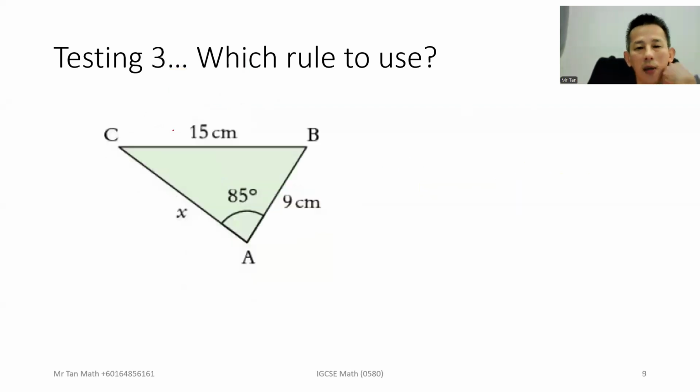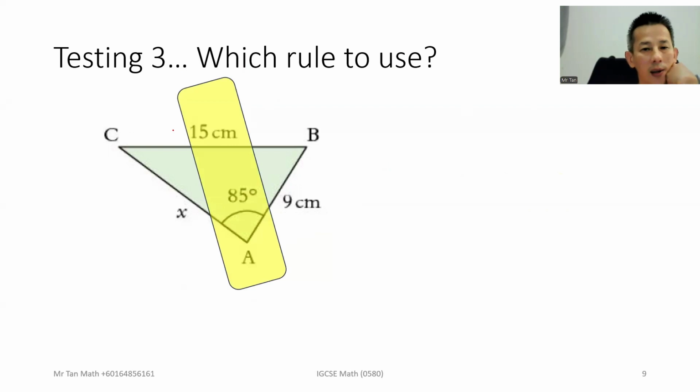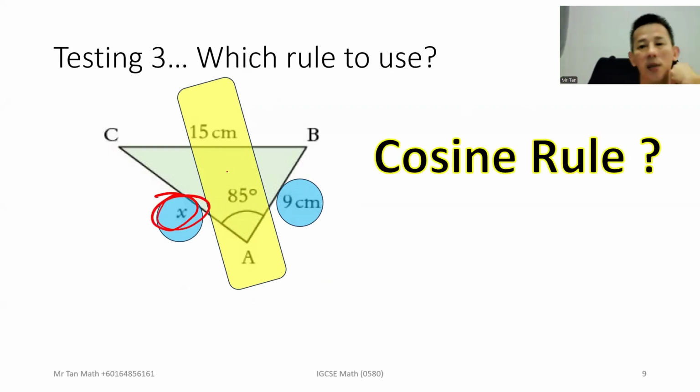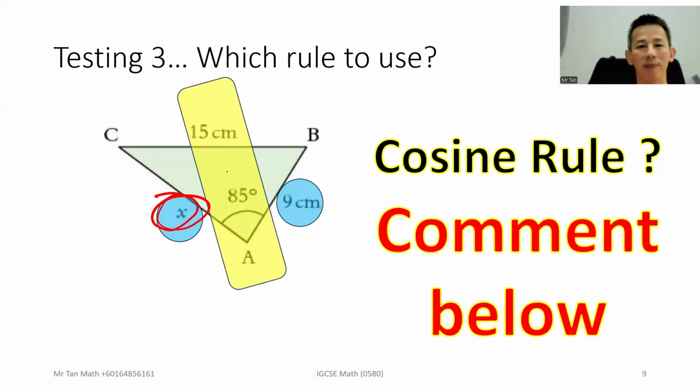Okay. Next, which rules to use? If you look at the information, you have 1 pair and 2 sides. However, the unknown is here, not at one of the pair. So can we use cosine rules? Comment below.